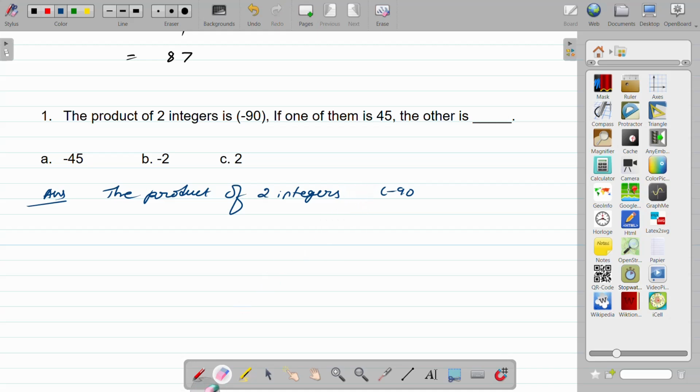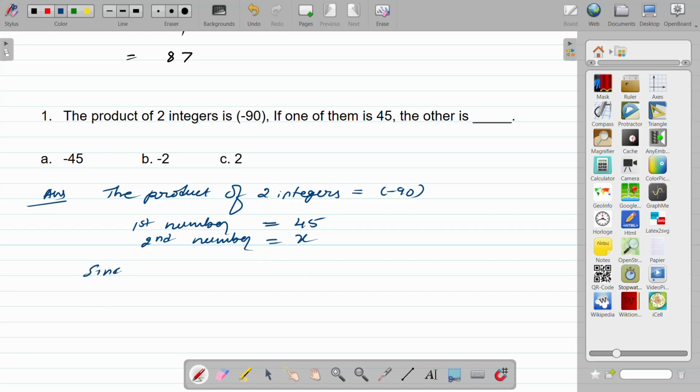Okay, I will remove this is. We will make it equal. How much? Negative of 90. And one of the numbers, we'll take it as the first number, is equal to 45, positive. And the second number you take as x. I told you one question will definitely come with algebra. Now this is the equation you write.